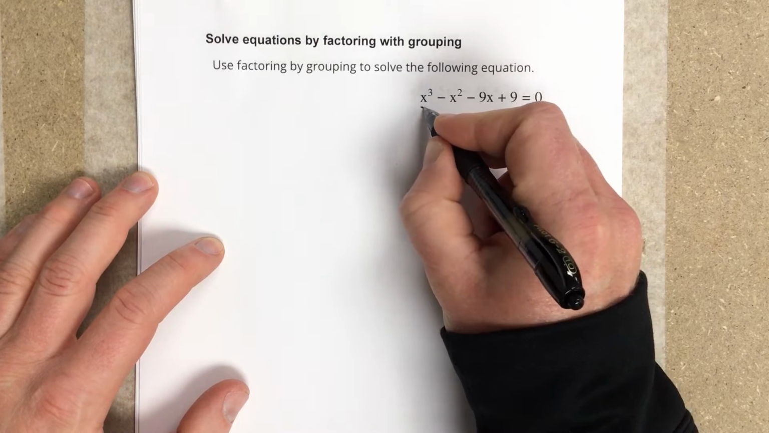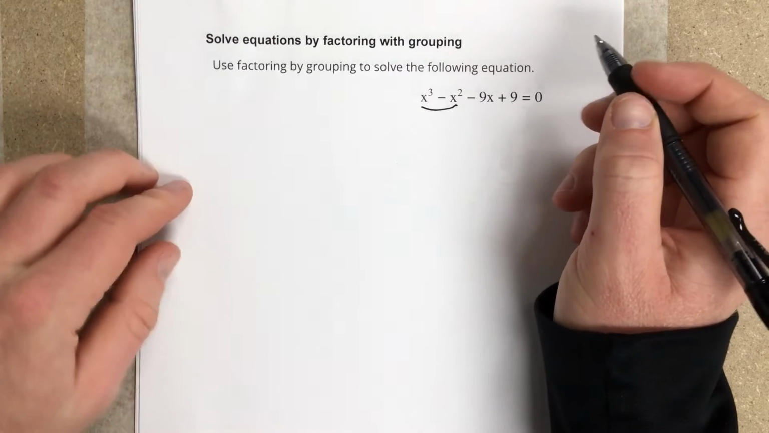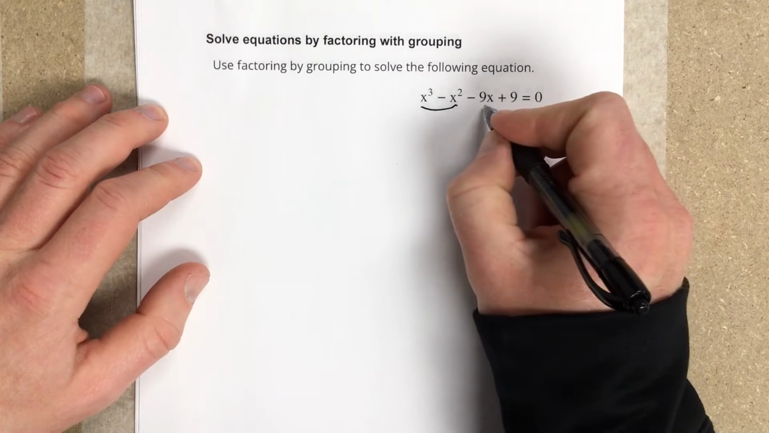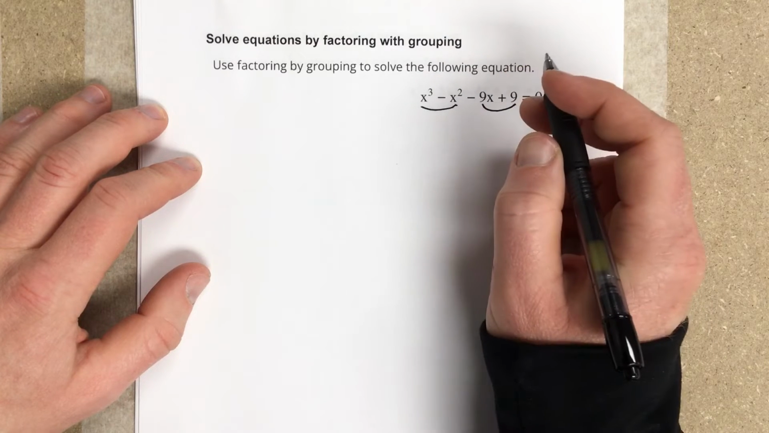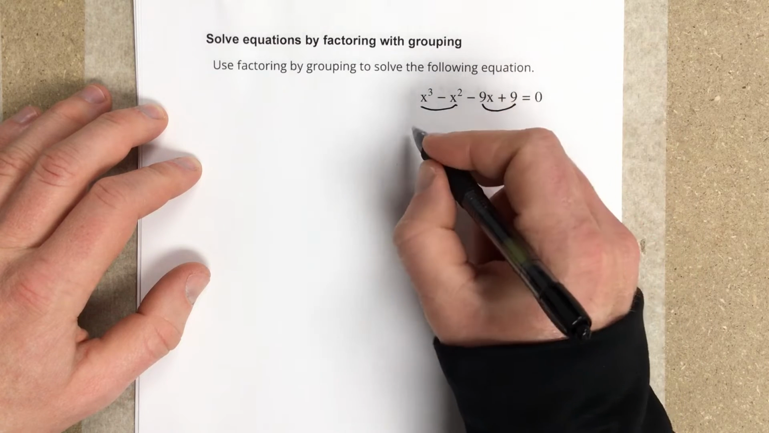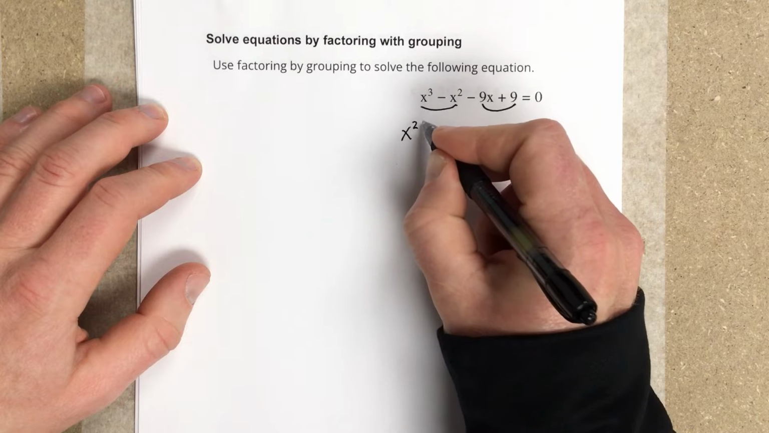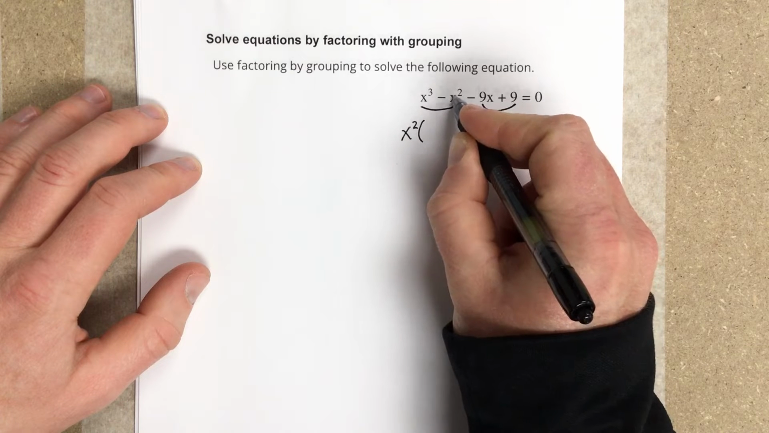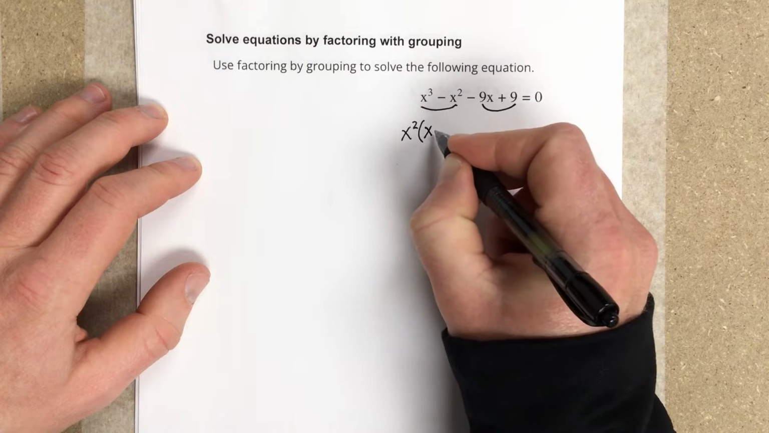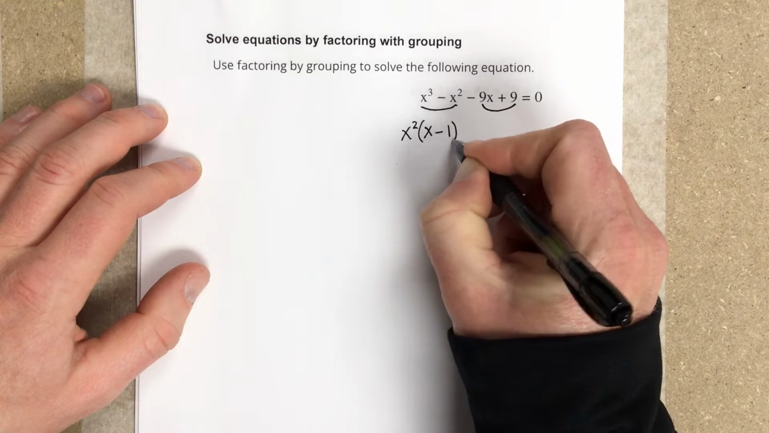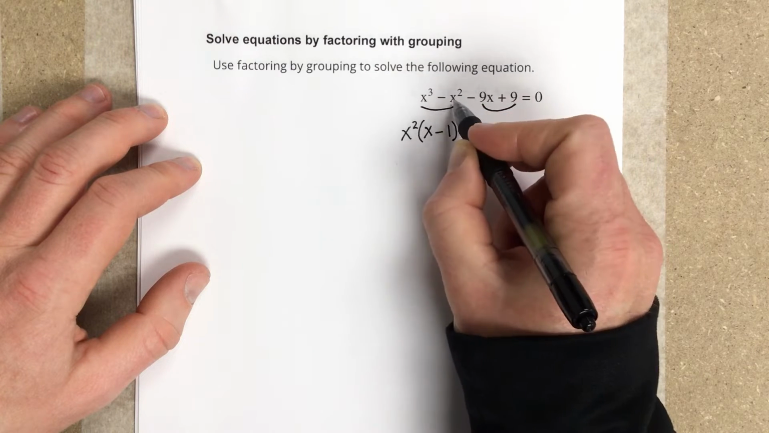I'm going to start by taking the first two terms and factoring something out of those two terms, and then I'll try to factor something out of these two terms, hoping to get the same factor left over. So I'm going to factor out x squared. The greatest common factor of x cubed and x squared is x squared, so I end up with just x minus 1.